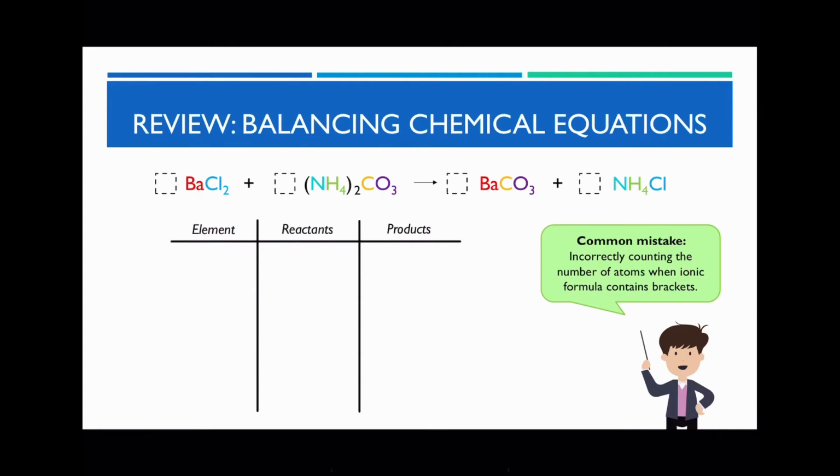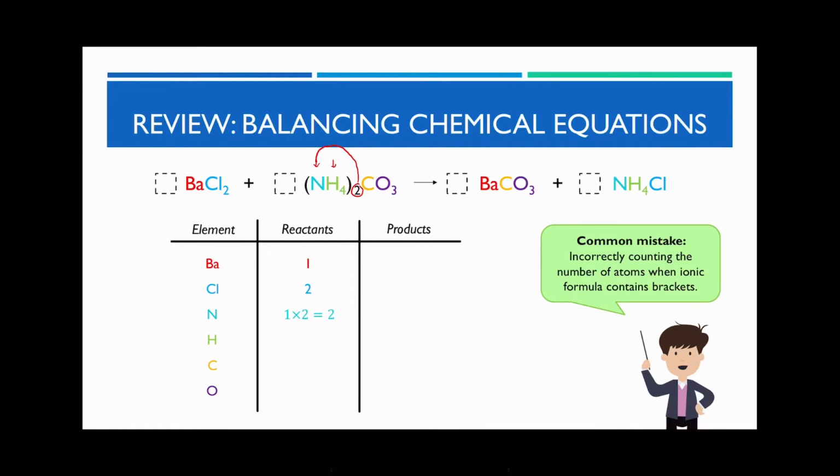This example is a bit more complex because you're dealing with polyatomic ions. This is where students often make a mistake because they forget to multiply everything inside the bracket by the number outside. Again, we list down all the elements and start counting. In my reactants, I've got one barium and two chlorines. Now this is more complex because you've got nitrogen as well as hydrogen found inside the brackets. This 2 indicates you need to multiply 2 by everything inside. So 2 multiplied by the number of nitrogen atoms, which is 1, so 2 times 1 is equal to 2.